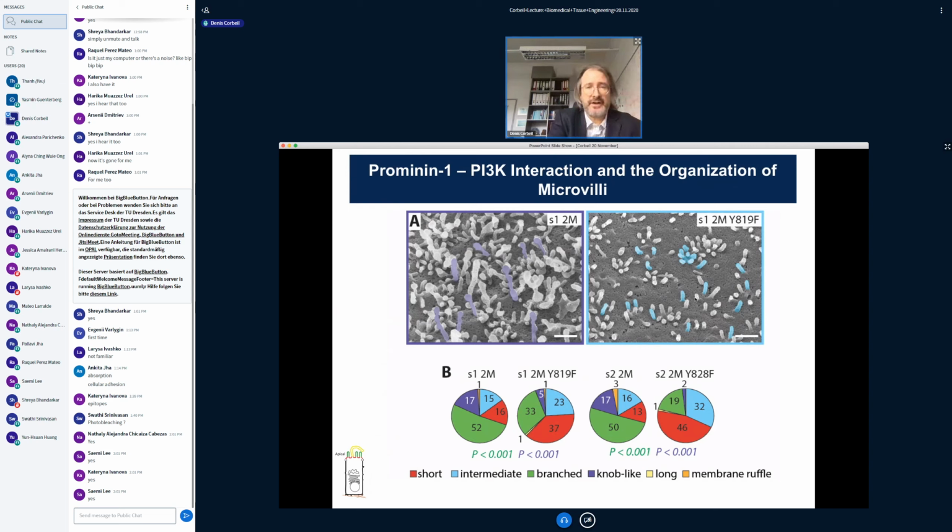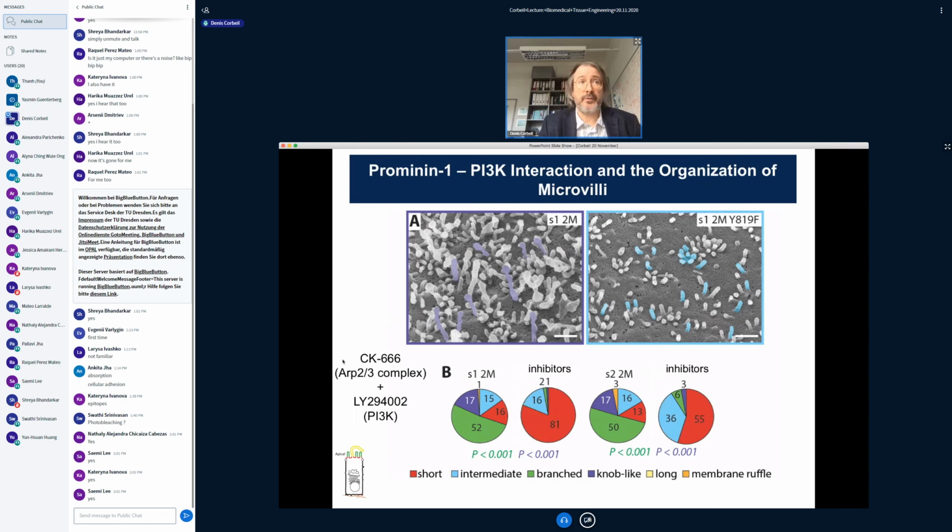So by mutating GM1, this will affect the phosphorylation of prominin and then its interaction with PI3 kinase, creating this effect. So if we use a drug that will block either the PI3 kinase or the ALK2/ALK3 complex, we completely block here the formation of this weird branched microvilli or the microvilli with a big head. Now the drug completely blocks this, meaning that the interaction of prominin with this protein here, or maybe this one, can affect the microvilli structure.